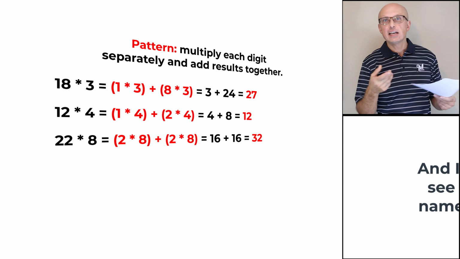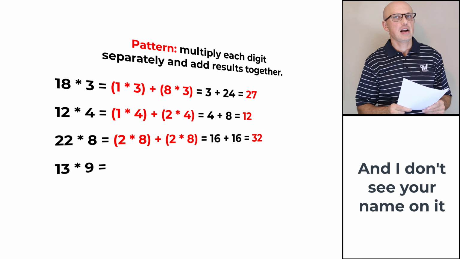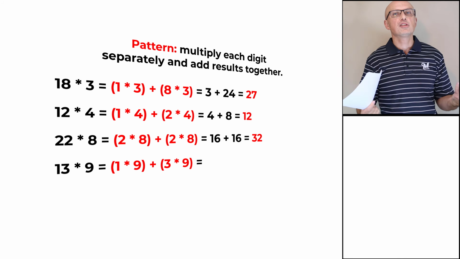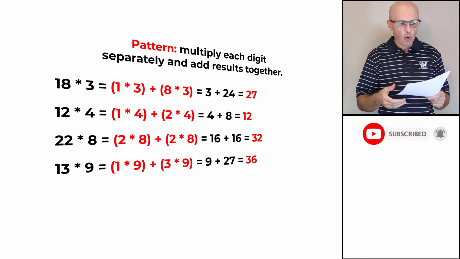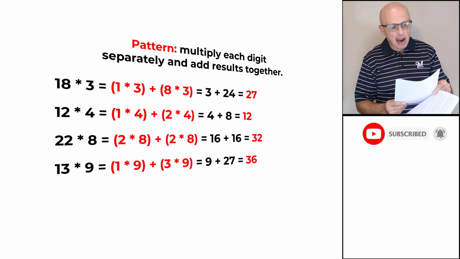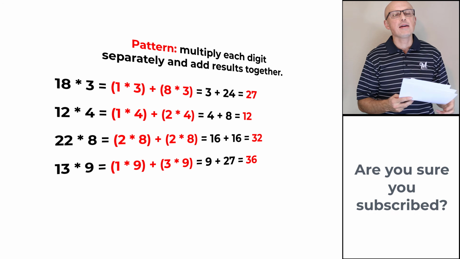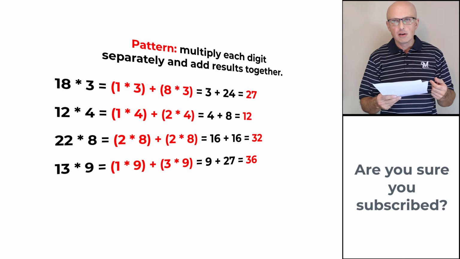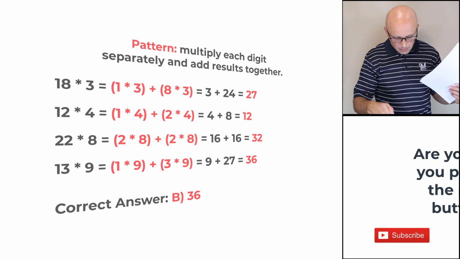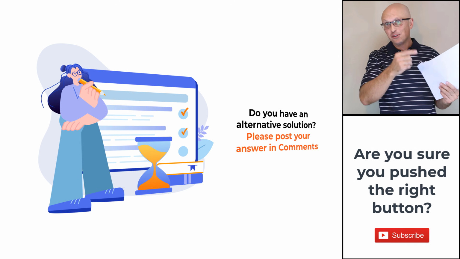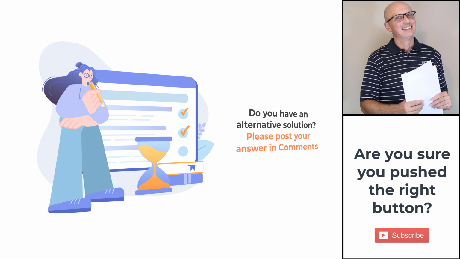So to calculate the answer of 13 multiplied by 9, we would need to multiply 1 by 9 in parentheses and add to 3 by 9 in parentheses, which would be sum of 9 and 27, and the end result would be equal to 36. So the correct answer here is choice B, 36. Hopefully you've nailed this question and now know how to answer similar problems on the test.